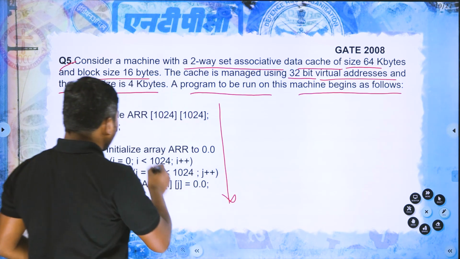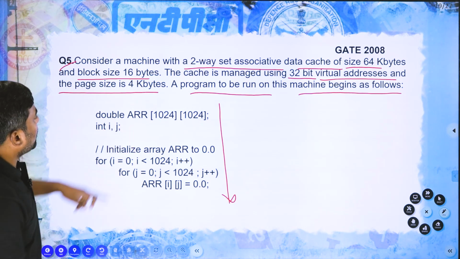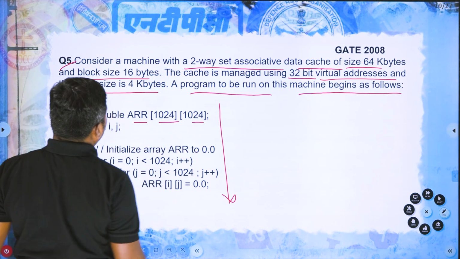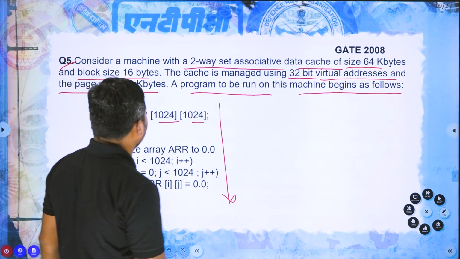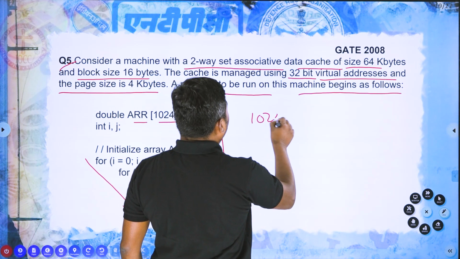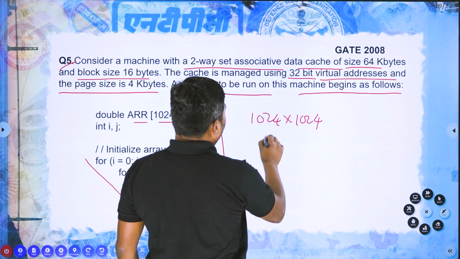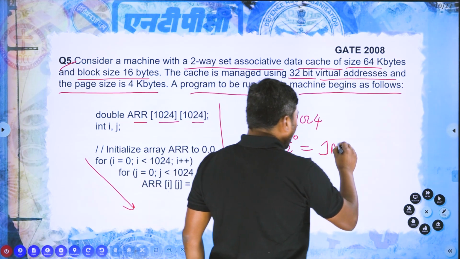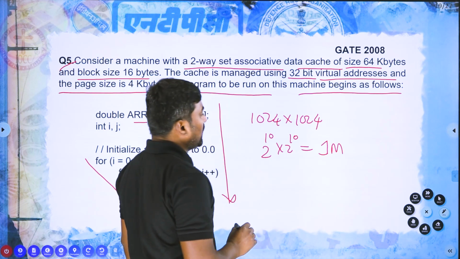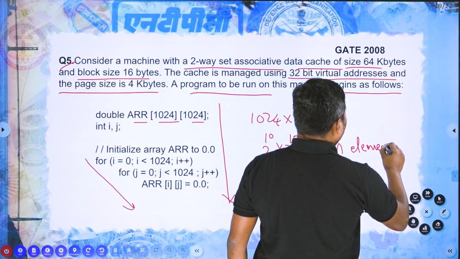So one by one we can get the answers. First of all, just calculate the size of the program. A double element array named AR, a 1024 by 1024 array, is there. So now see, this array is accessed, storing some elements here. So 1024 by 1024, correct? Can I write this as 2 power 10 into 2 power 10? This is 1 M. 1 mega elements are there.